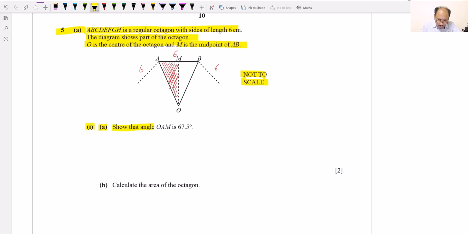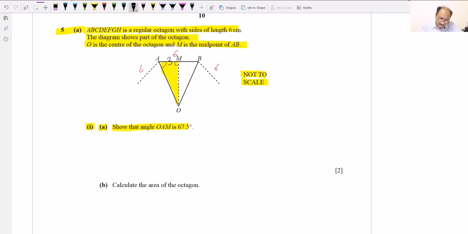Part 1 says show that angle OAM is 67.5. So OAM is this angle. Basically, if I erase this, OAM is this angle which is required. So this is the triangle which we are considering. Now in this triangle, we know that AB is equal to 6, so AM will be equal to 3. So this is 3.